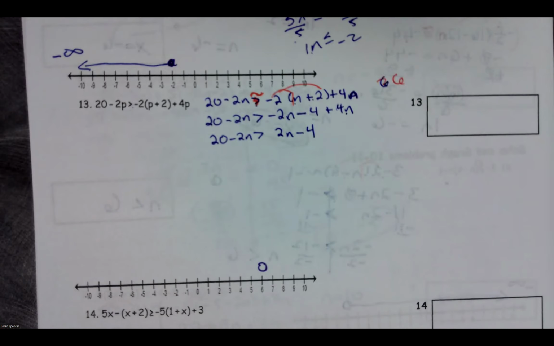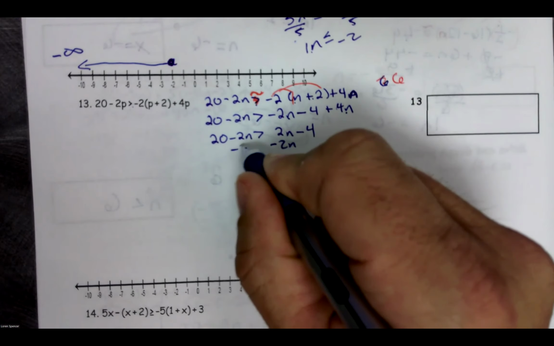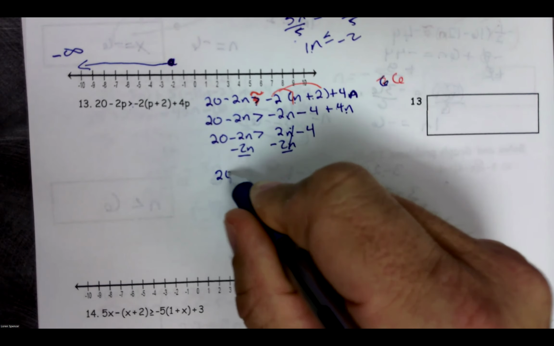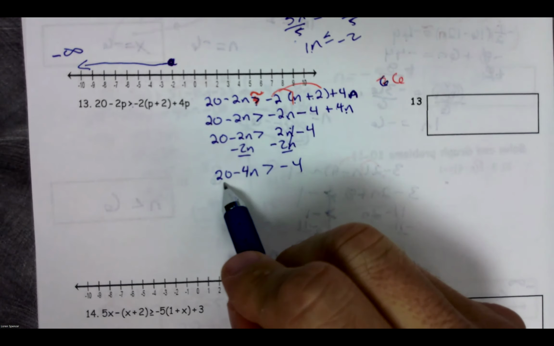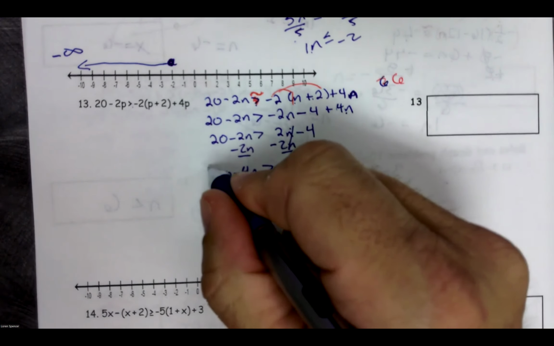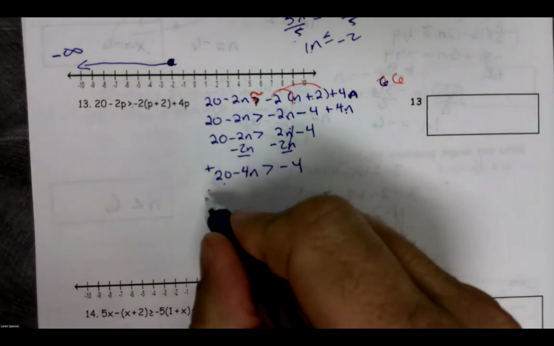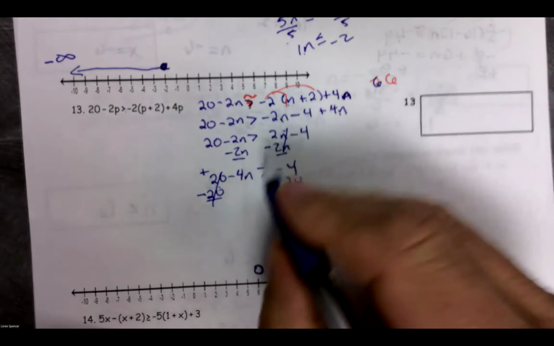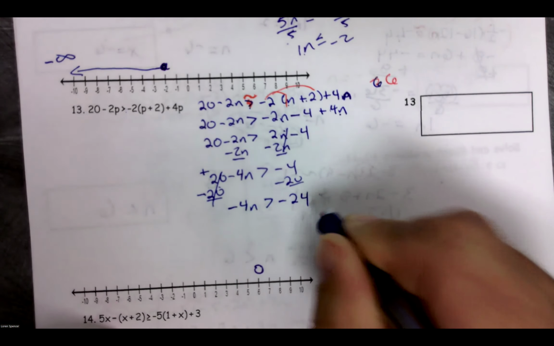All right, we need to get the variables on the same side, and we always want the variables on the left, which means I need to subtract 2n. That goes away, and now I have 20 minus 4n greater than negative 4. I need to move my constant, so this 20 needs to move to the other side. This is essentially a positive 20. So I need to do a minus 20 on that side. So I end up with negative 4n is greater than negative 24.